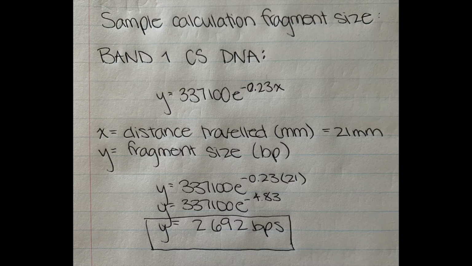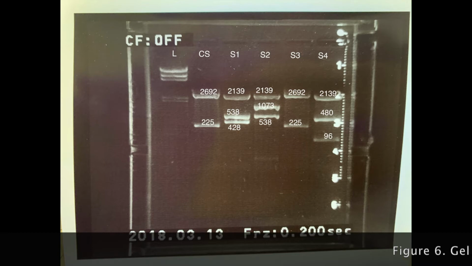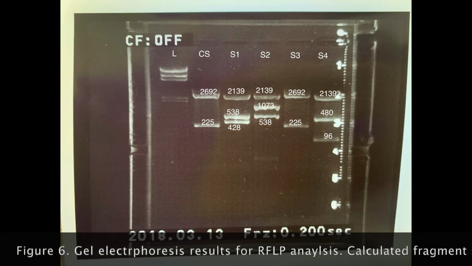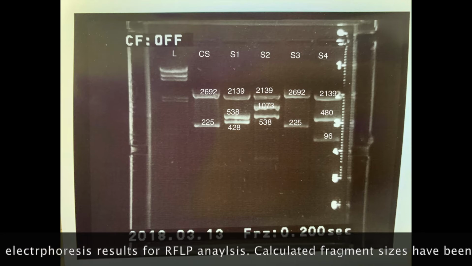I will not be showing you the calculations for all the fragment sizes, but I would like you guys to please pause this video here and take a moment to roughly estimate how many base pairs each fragment seen on the agarose gel would be. So here I have just put on the fragment size calculated for each band from the lab. I'm hoping that you guys did pause this video and calculated roughly the same values.